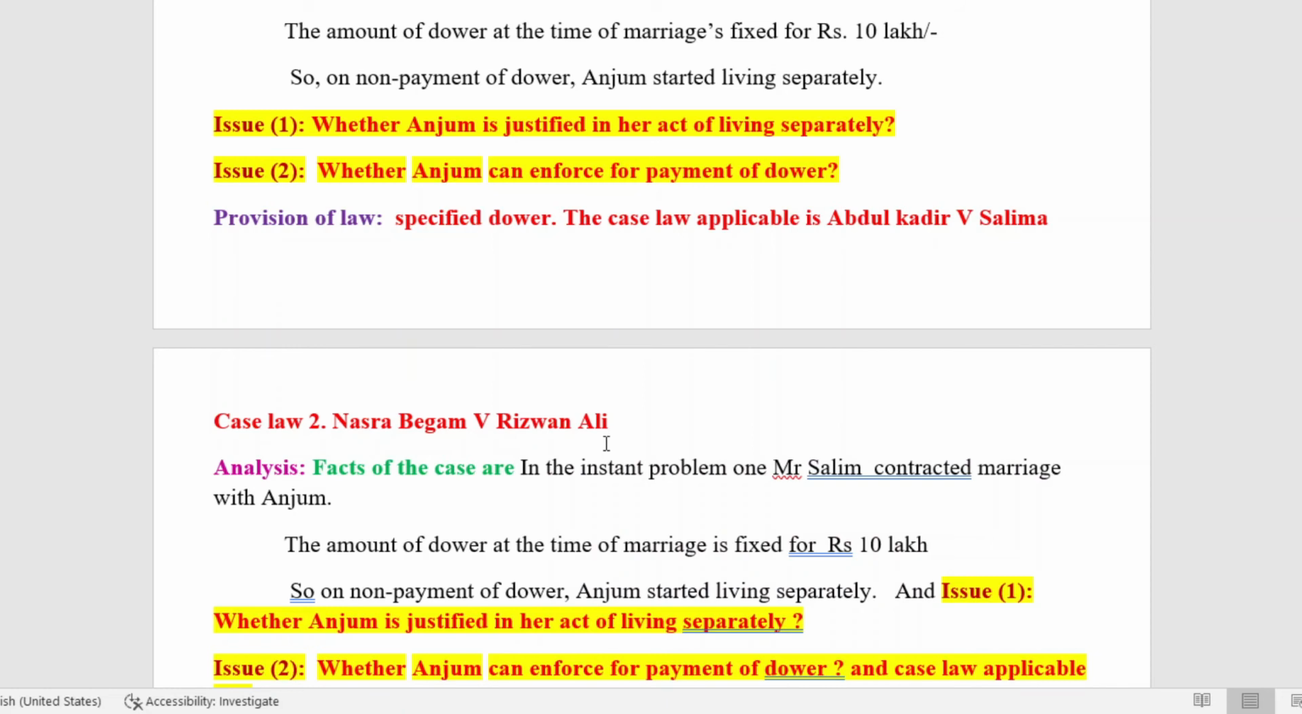So here what happened? The Allahabad High Court has said that the right to dower comes into existence before cohabitation. That means prompt dower can be asked at any point of time. But here the point for consideration is whether a woman can refuse the husband cohabitation because there is no consummation of marriage. That means it will become a complete defense. She will be justified in denying the conjugal rights to the husband because there is no consummation of marriage. So that is the difference between Abdul Qadir versus Salima and Nazra Begum versus Rizwan Ali.